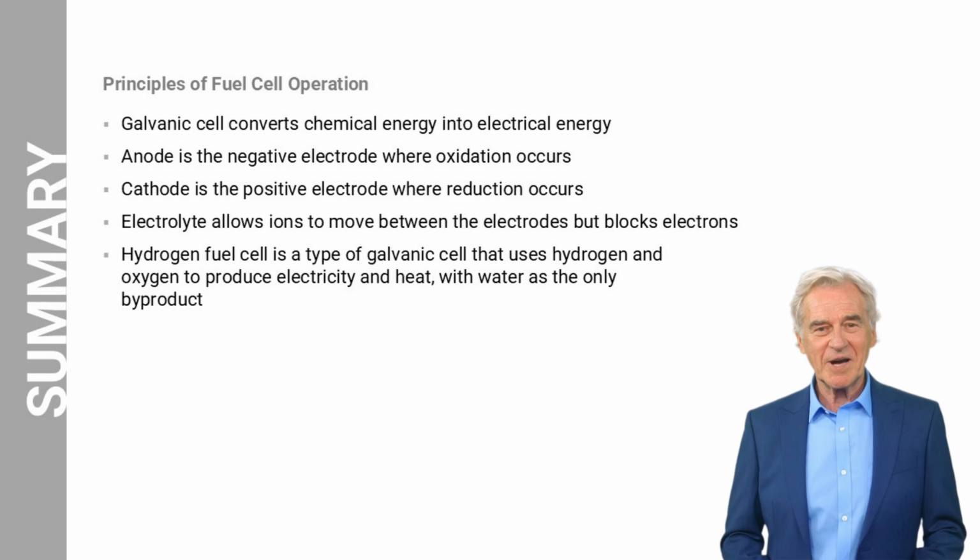The electrolyte allows ions to move between the electrodes but blocks electrons, forcing electrons to travel through an external circuit to do useful work. A hydrogen fuel cell is a type of galvanic cell that uses hydrogen and oxygen to produce electricity and heat, with water as the only byproduct when pure hydrogen is used.